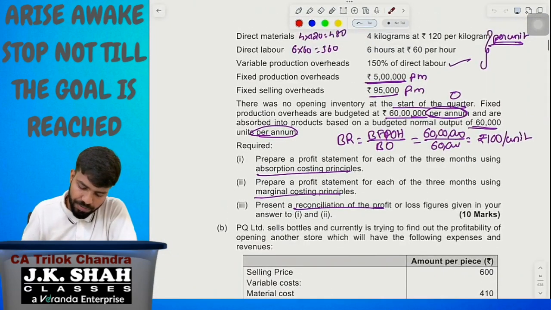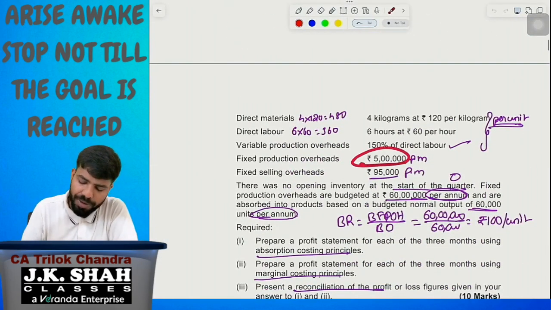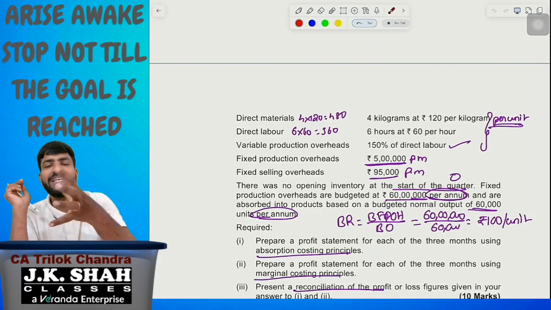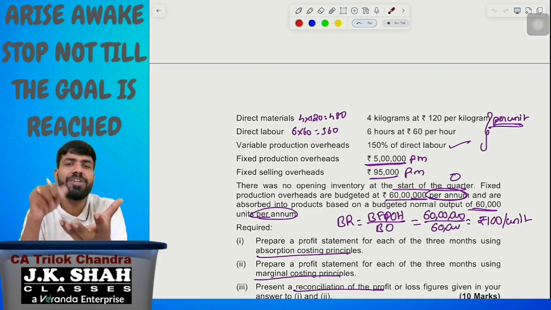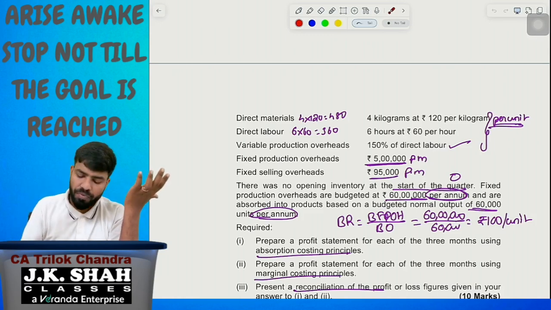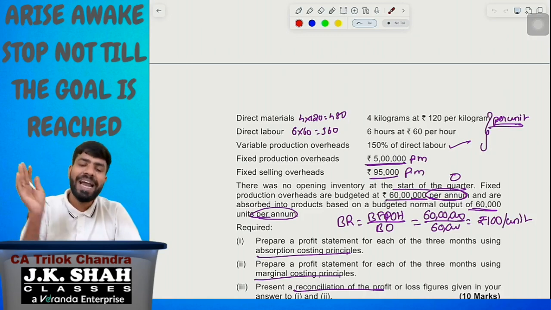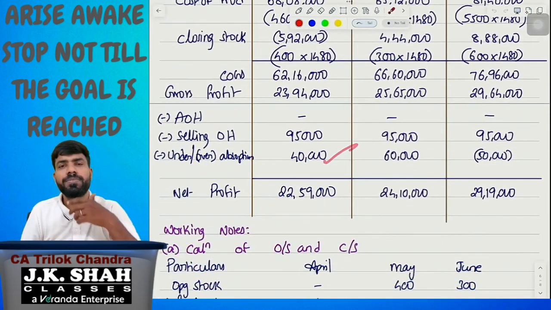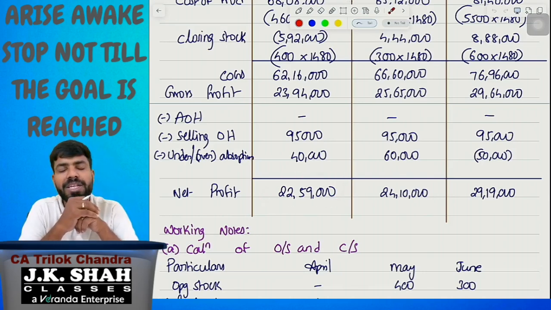Look at the question. Actual and budget both together come to 5 lakh rupees per month. How much do we need to account? 5 lakh rupees. According to the absorption costing system, the base is the quantity consumed, nothing but actual production, 4,600 into the budget rate of 100 rupees. We accounted 4,60,000, but we need to account 5 lakh rupees. There is an under accounting of 40,000 that we are accounting now. So after that, the net amount is 22,59,000. That is for the month of April.